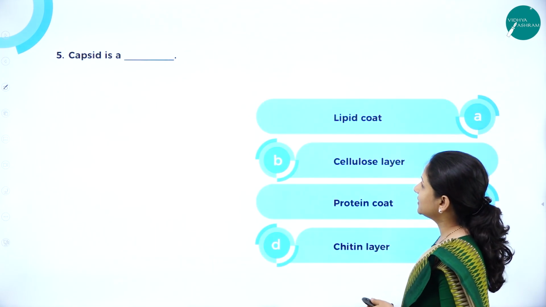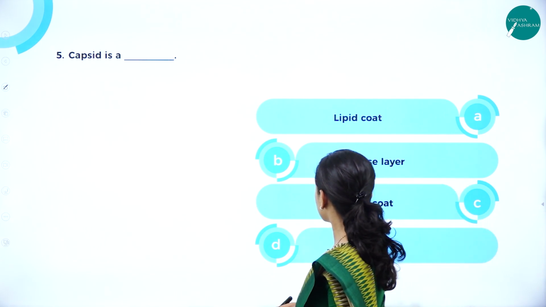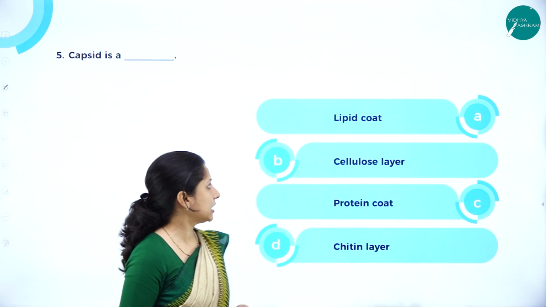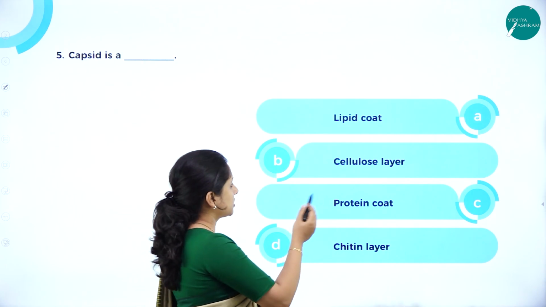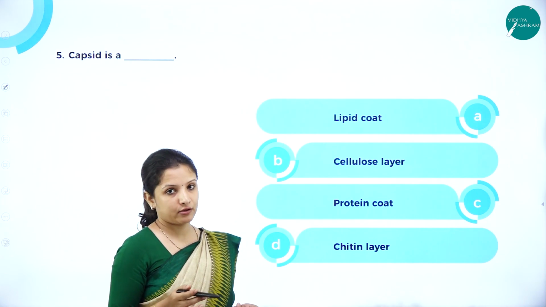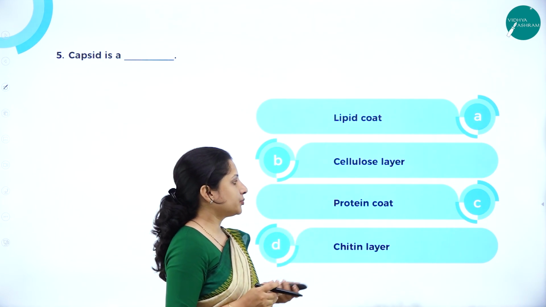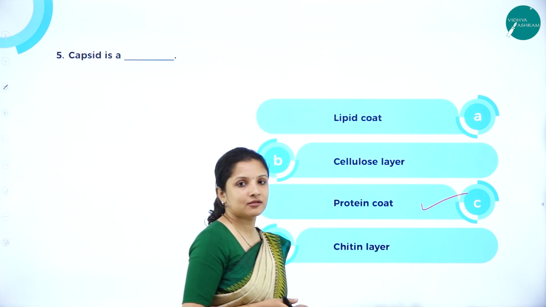Next, capsid is a dash. Is it a lipid coat? Is it a cellulose layer? Is it a protein coat or a chitin layer? Lipid coat? No. Is capsid made of lipid? No. So, the answer is wrong. Is it made of cellulose? No. Only plants are made of cellulose. Is it a protein coat? Yes, it is made up of protein. So, therefore, option C is the right answer.